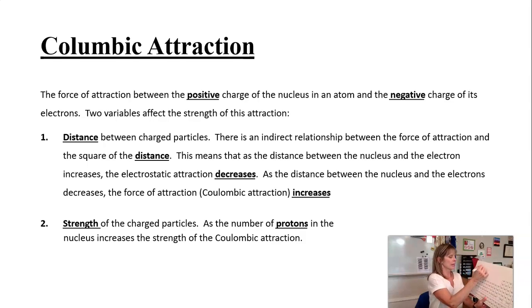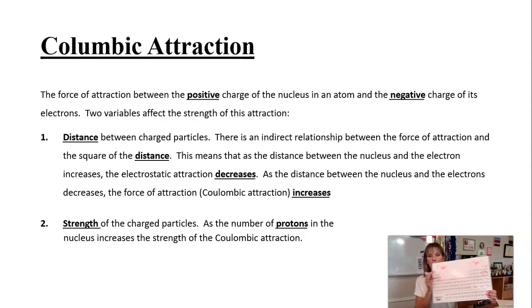Magnesium has 12 protons, and it has electrons. Chlorine has 17 protons in its nucleus, and it has electrons around it. Which one of those do you think would have a stronger Coulombic attraction? Chlorine would have a stronger Coulombic attraction because it has more protons. Stronger magnet in the middle, pulling in tighter on those electrons.